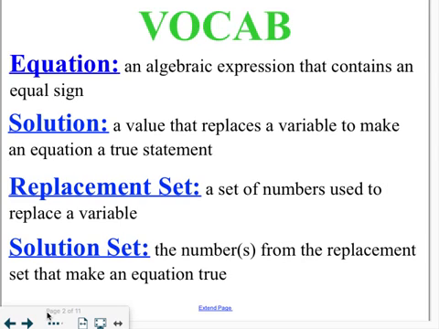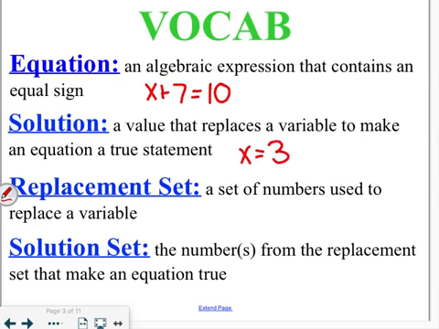An equation is an algebraic expression that contains an equal sign. So for example, x plus 7 is equal to 10. The key thing being the equal sign. An expression does not have an equal sign. An equation does have an equal sign. The solution is the number or value that replaces the variable to make it a true statement. So in the case of the example I just gave, x would be equal to 3.